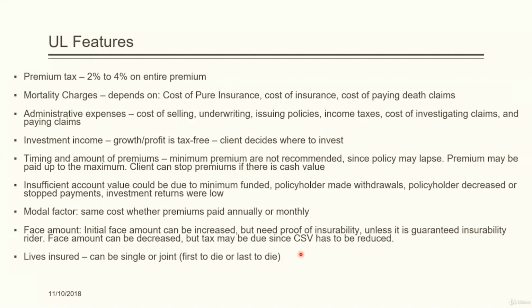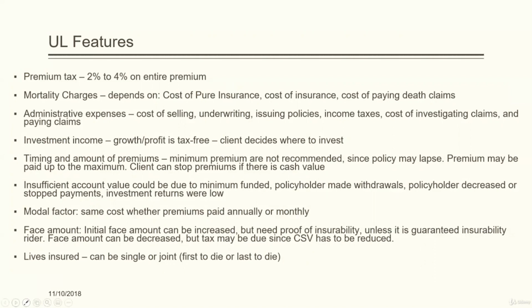So face amount can also be decreased, but the tax may be due, because if you're taking out money from the investment account, the government may charge you taxes because the CSV has to be reduced, because if you're reducing the coverage from $100,000 to $50,000, then your maximum amount that you put in is also going to decrease. And you will probably need to take out money from your investment account. And when you do that, then there may be taxes. Same thing with the UL, you can have a single or a joint, which is joint could be first to die or last to die.